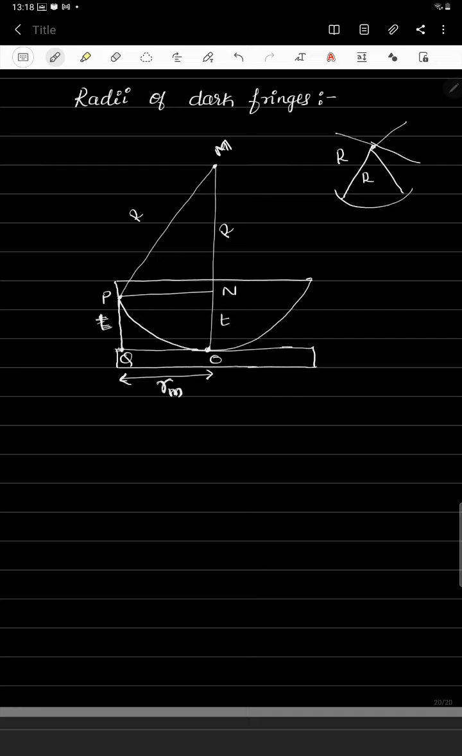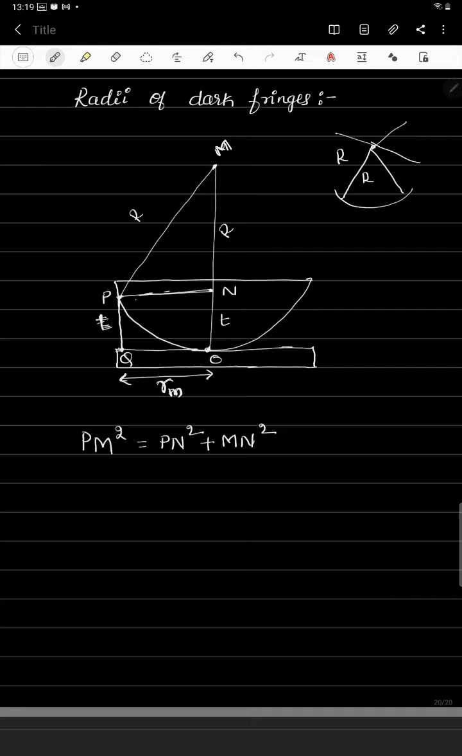Now from the Pythagoras theorem, since this is the right angle, what I can write is PM square is equal to PN square plus MN square. So PM square is equal to PN square, this distance, plus MN square. From the point P I have drawn a normal, where this normal cuts this radius of curvature at the point N. Now we have to substitute all the values.